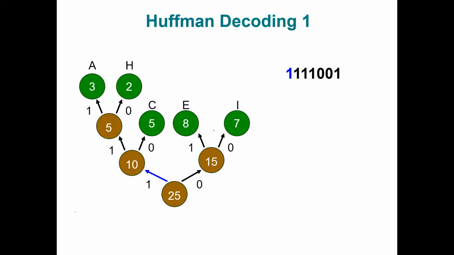Now let's see how we would decode this Huffman code from the given tree. There's a 1, we go right from the root, and there's another 1, we again go right, and there's another 1 and another right. So this gives us A. The first three characters of this code will give us A.